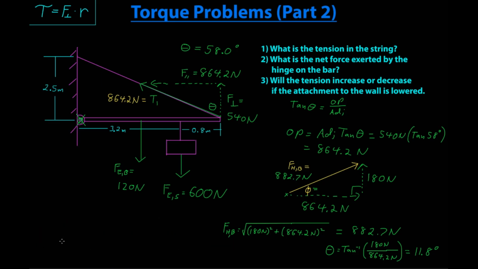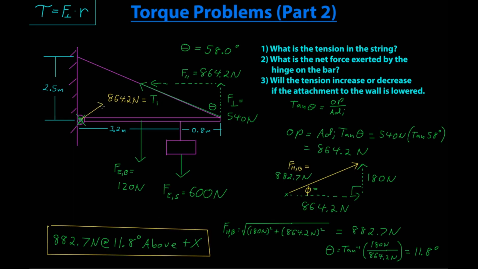So my full answer, which I'll put in the lower left-hand corner because I'm running out of space, would be 882.7 newtons at 11.8 degrees above the horizontal, or above the positive x-axis, which would be approximately this way. So in other words, I have two forces pulling down on the bar, two forces pulling up on the bar. It would be a component here, and they would be equal vertically. I have one force pulling to the left and one force pushing to the right. Again, it's a component, and they would be equal. So the combined force from the hinge on the bar would be 882.7 newtons at 11.8 degrees above the positive x or above the horizontal.